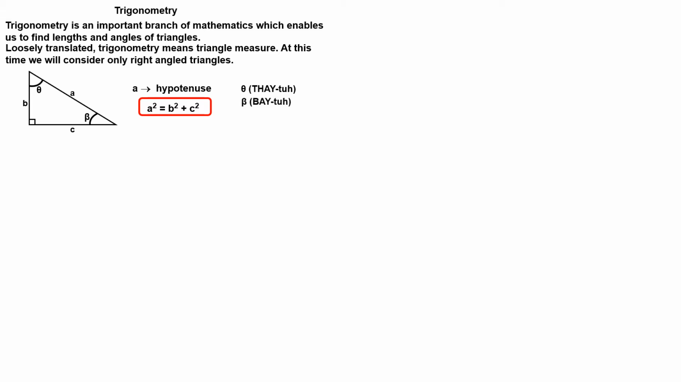Now we must label the other two sides of the right triangle to study trigonometry. They have specific names. The other two sides depend on the angle we are working with. The names are quite explanatory. The opposite side is the side that is opposite to the angle. For angle theta, C is the opposite side. For angle beta, B is the opposite side.